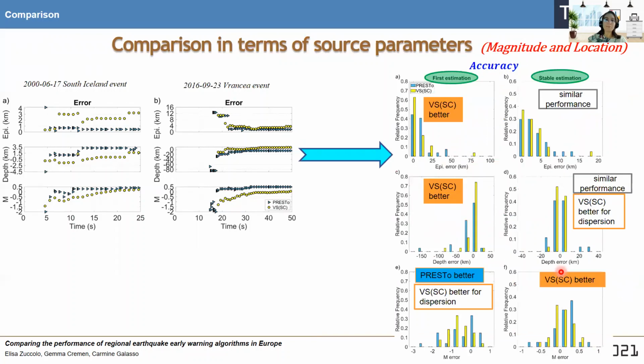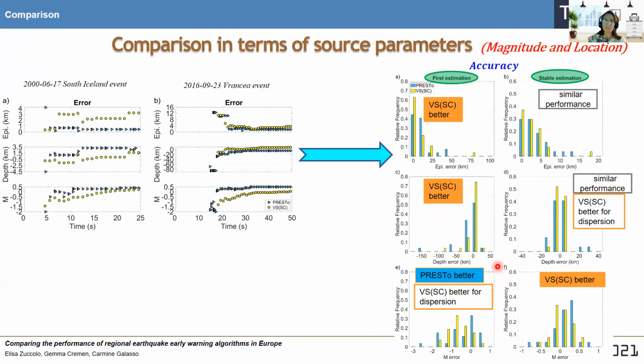The second comparison aimed at evaluating the accuracy at the two selected instants. We found that the first estimate of epicentral distance and depth by VS in SeisComP are more accurate than those provided by PRESTo. The location performance of both algorithms is very similar at the stable instant, although the dispersion of the stable depth estimate error for PRESTo is almost double that for VS in SeisComP.